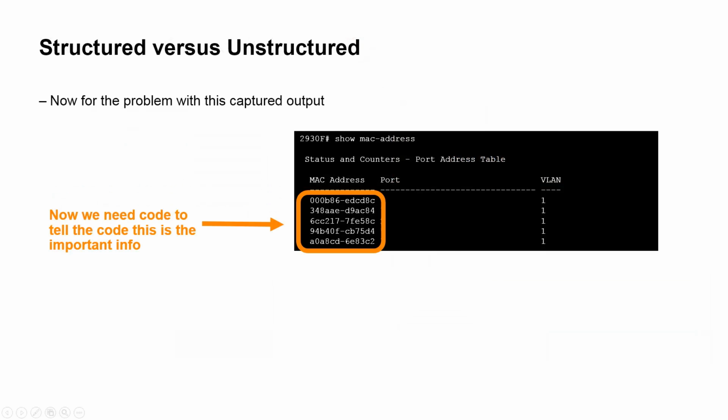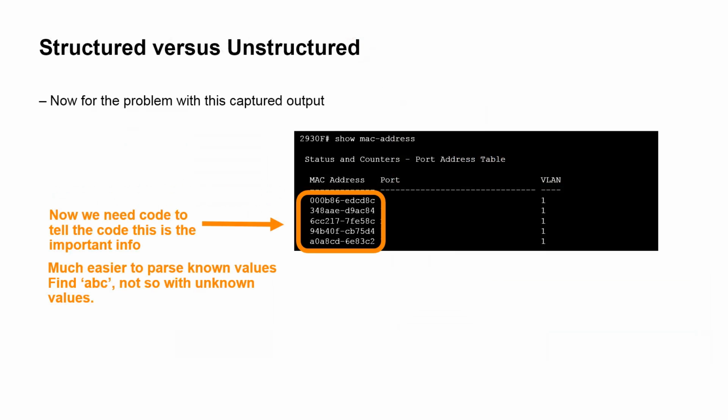Okay, so this is the data that we need. This is the important stuff. These are our MAC addresses. That's what we're after. We don't want all of these columns. We don't need all of the stats and counters or anything like that. That's for humans. When we're asking for the MAC addresses, that's the information there that we need.